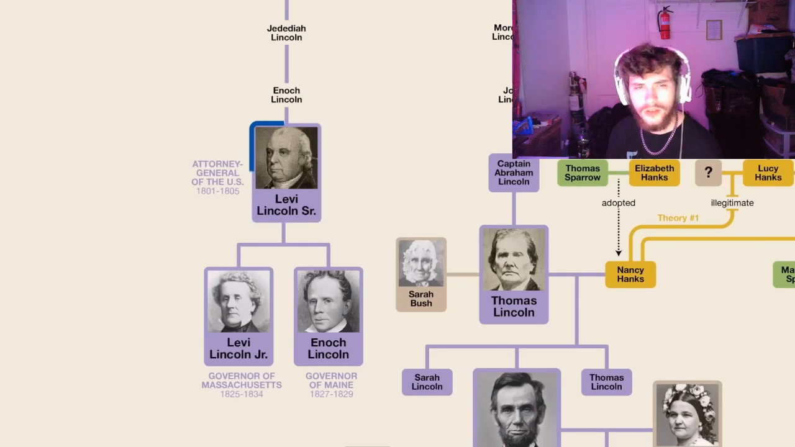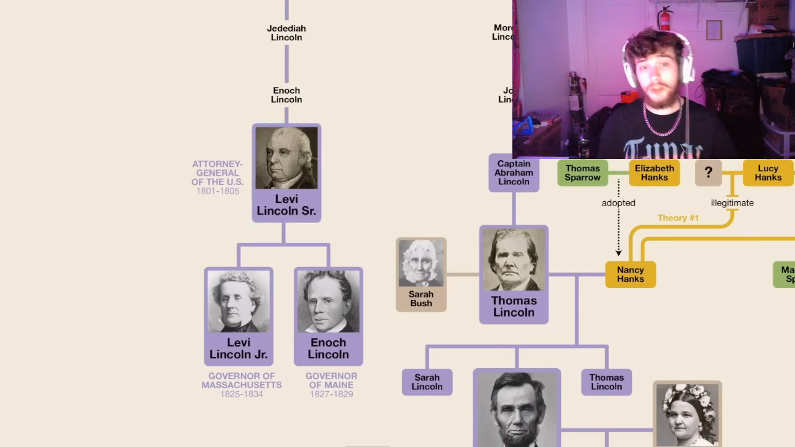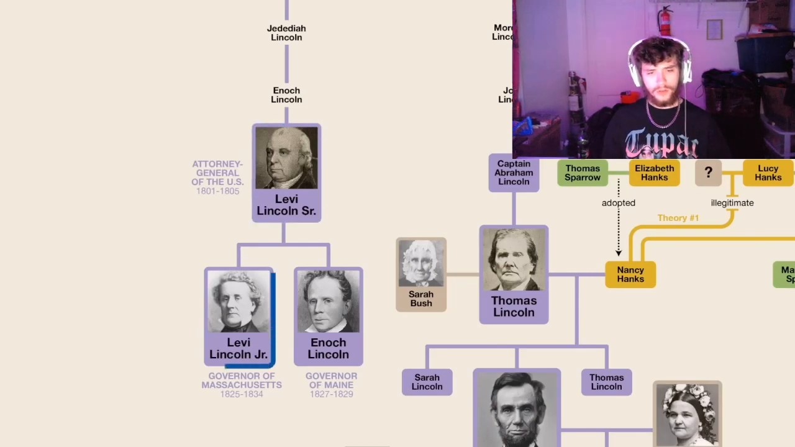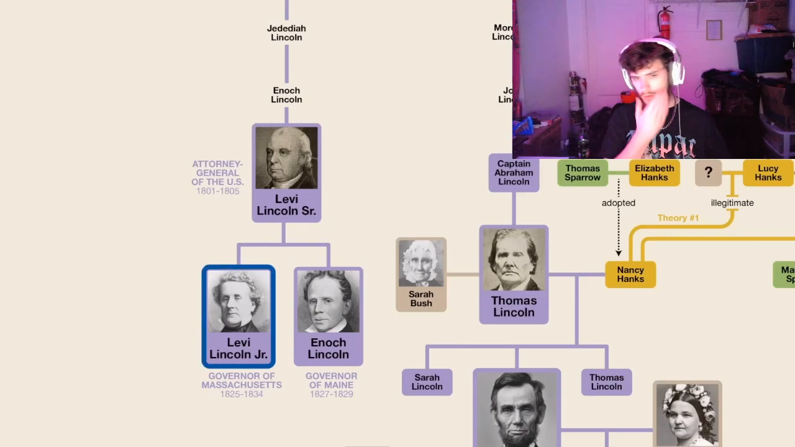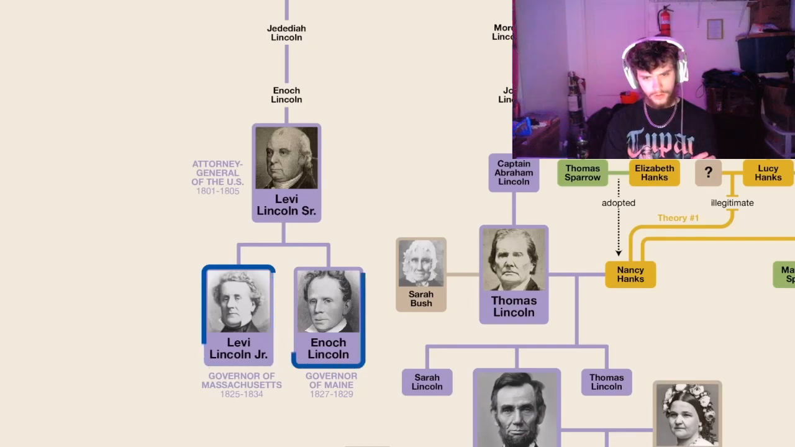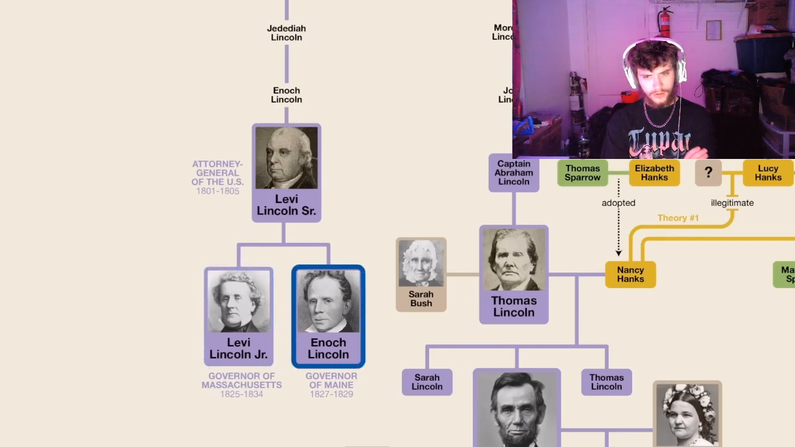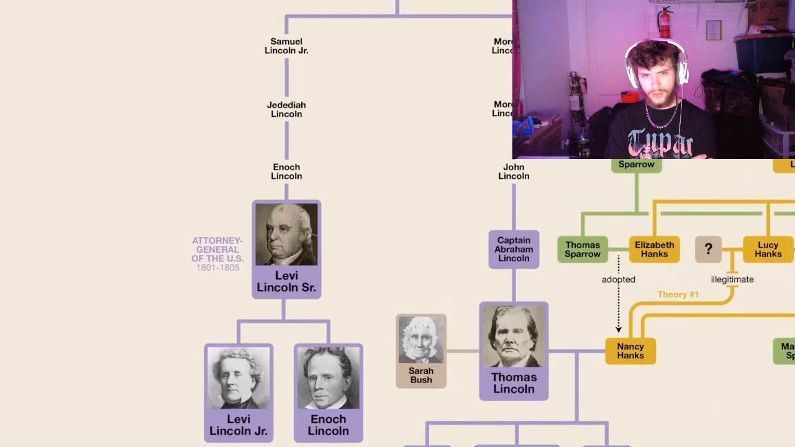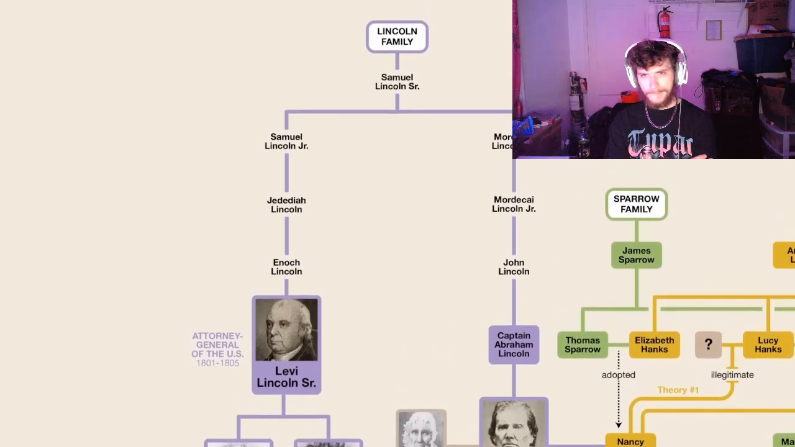Okay. Two of his sons went on to become prominent politicians as well. His son, Levi Lincoln Jr., served as a U.S. congressman and the governor of Massachusetts, and his son, Enoch Lincoln, served as a U.S. congressman and the governor of Maine. However, it is through a different line of the family that we get President Lincoln.